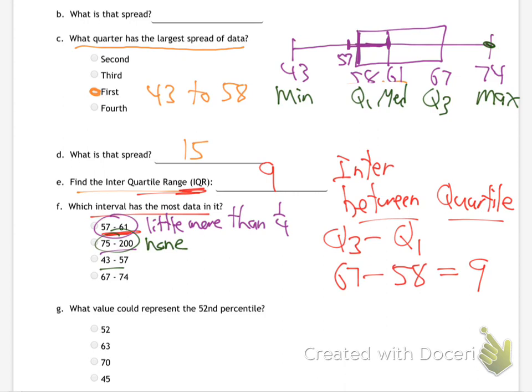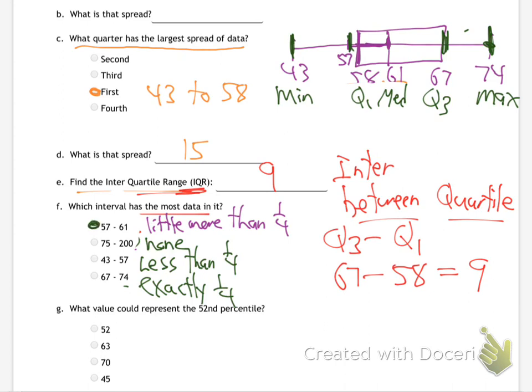How many between 43 and 57? Where's that? 43 is here. 57 is right there. Is that more than 1 quarter or less than 1 quarter? That's less than the whole first quarter. Does everybody see that? It doesn't quite make it to the 58. That's less than 1/4. So it's not so far the top one's got the most. How about the bottom? 67 to 74. Where's that? That's exactly 1/4, right? It's the last fourth. So which section has the most?